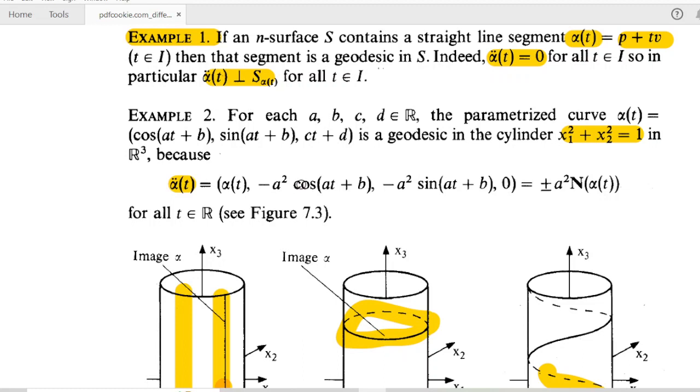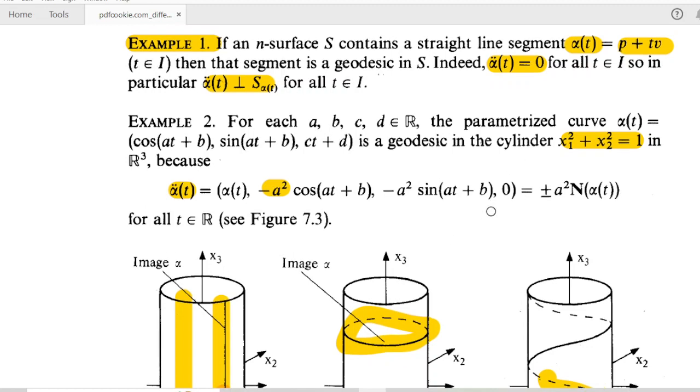It is this. And if we take the dot product of the second derivative with the first derivative and get 0, then we can say that this is a geodesic. So here we can take minus a square outside. After taking a square outside, what remains is cos(at+b), sin(at+b).